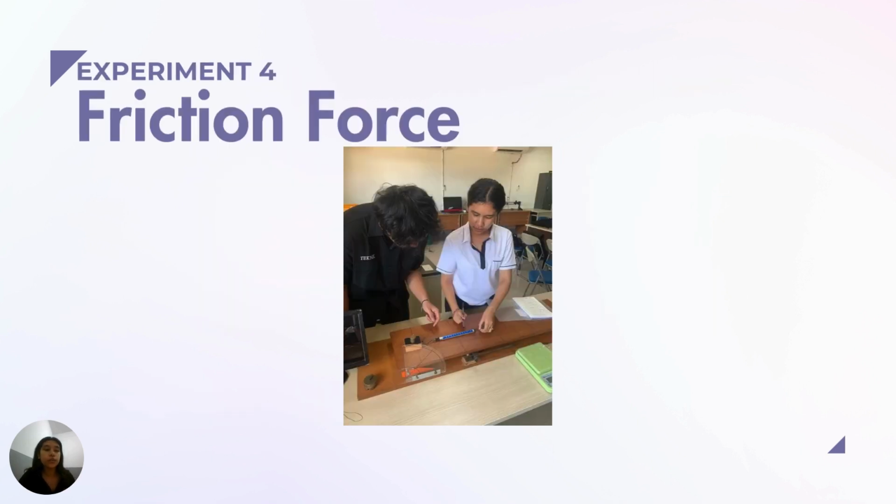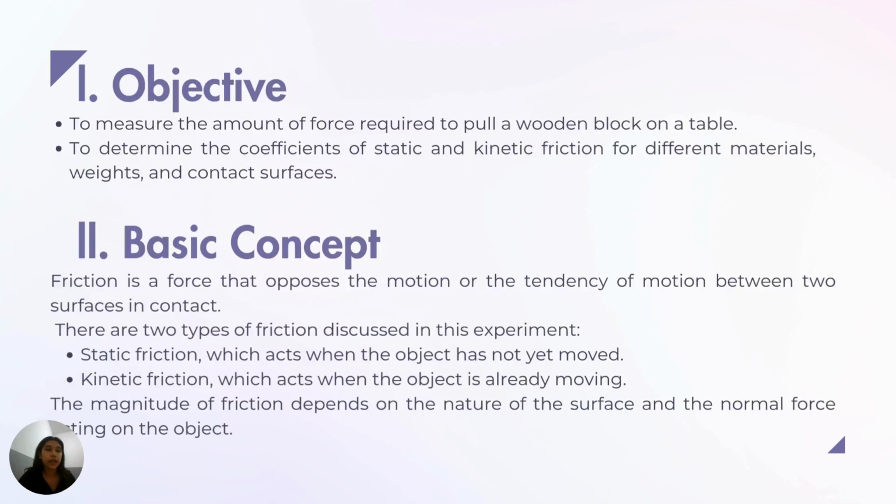Okay, next we move to the experiment for the friction force by team 5. Now, one is the objective: to measure the amount of force required to pull a wood block on a table. Second is to determine the coefficient of static and kinetic friction for different materials and contact surfaces. And two is the basic concept. Friction is a force that opposes the motion or the tendency of motion between two surfaces in contact.